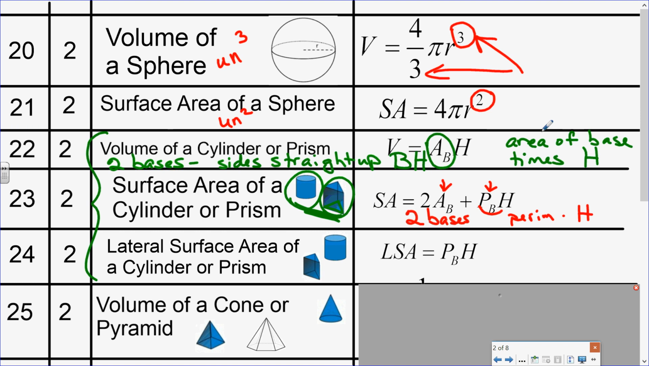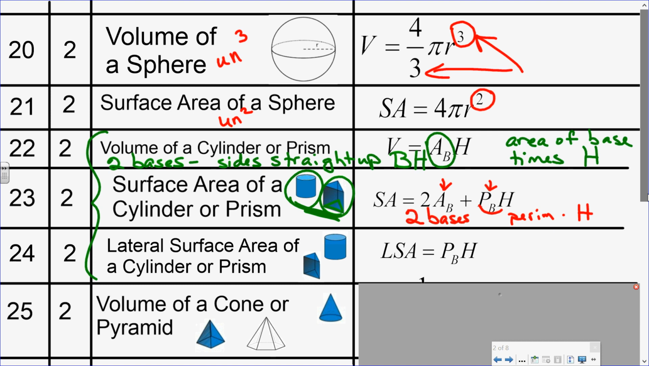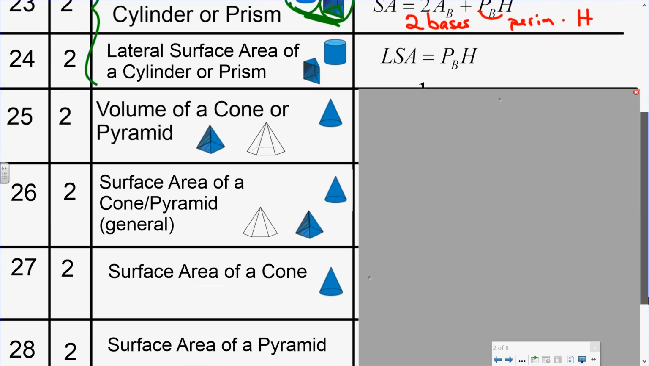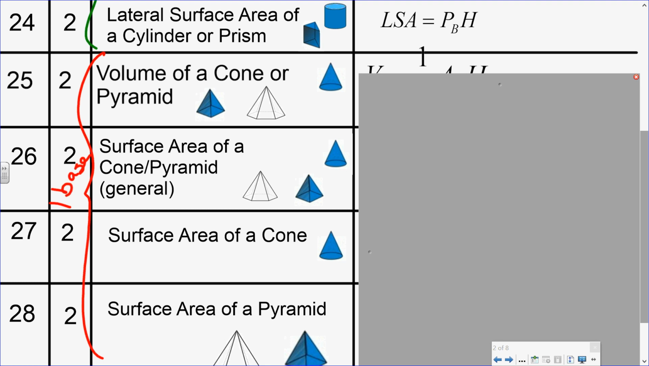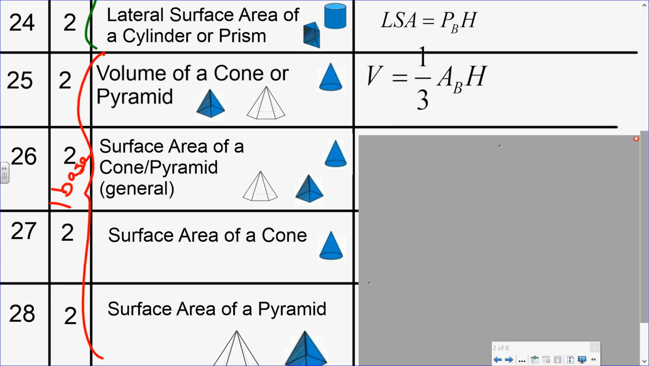Okay, moving now to objects that come up to a point. These last ones only have one base in there, and so we're talking about cones and pyramids. If we want volume here, it's not going to hold quite as much because those sides don't go straight up, they bend in. So our volume is 1/3 area of the base times the height.